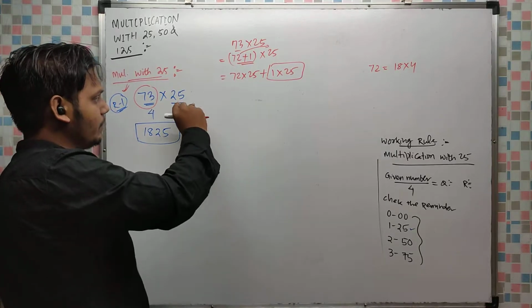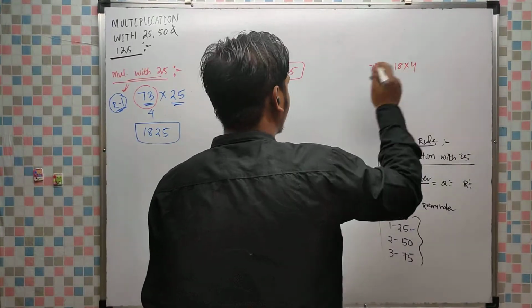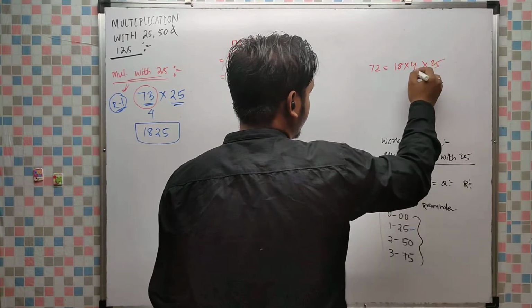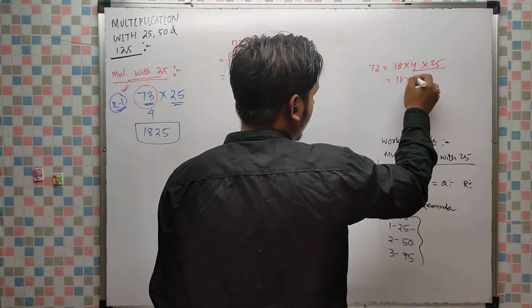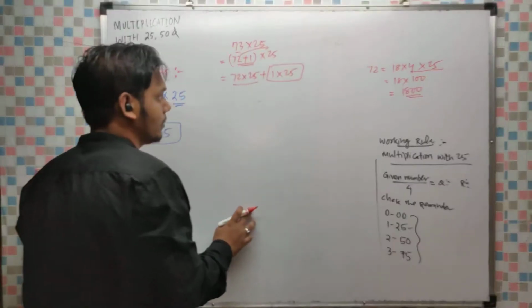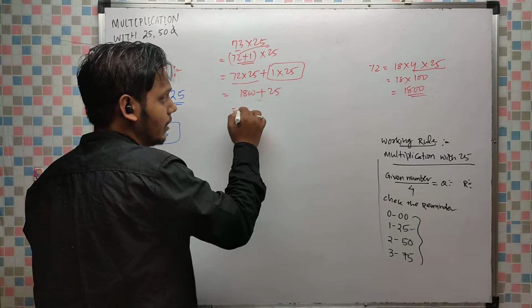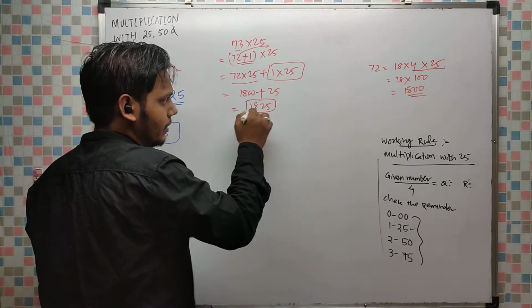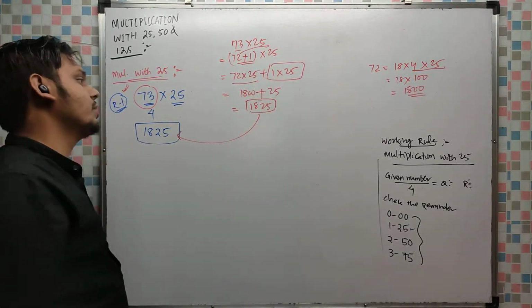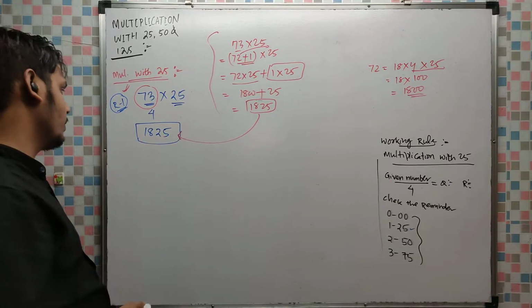This is the explanation, but you have to use this formula. Now 72 into 25 means 18 into 4 into 25. Now 4 into 25 is how much? 100, no? So now it is 1800. That means this is 1800 and this is 25. Now 1825 is your answer. So we don't need to do this much process. This is just the explanation of how I am doing this.